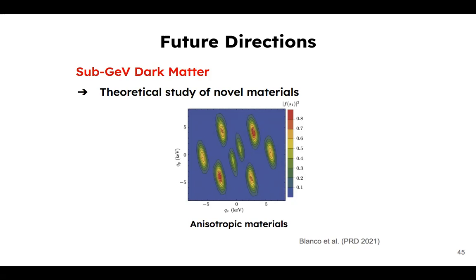Do we expect dark matter to come from a single direction? Yeah, because the solar system is moving through the halo.